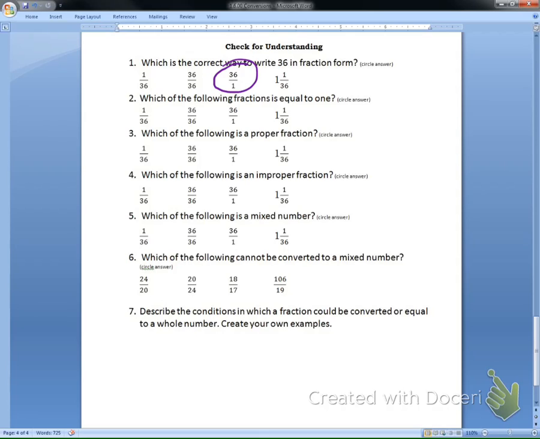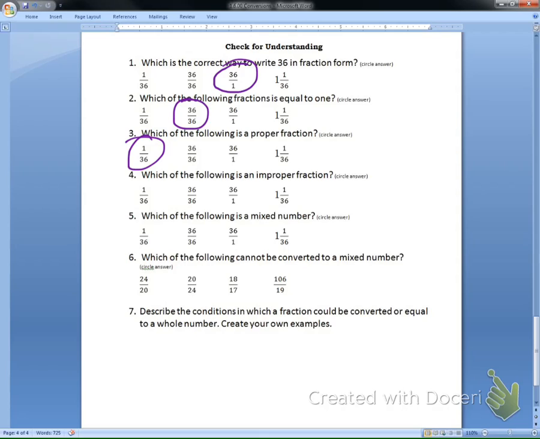Question 2. Which of the following fractions is equal to 1? Remember, any fraction where the numerator and the denominator are the same will always equal 1. So it's this one right here. Which of the following is a proper fraction? Remember, a proper fraction is when the numerator is smaller than the denominator. It's not top-heavy. So it's that one right there.